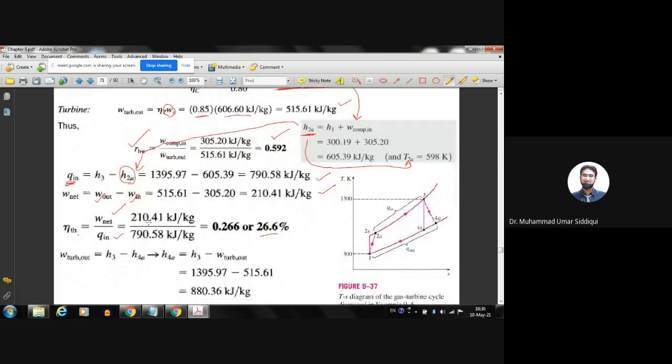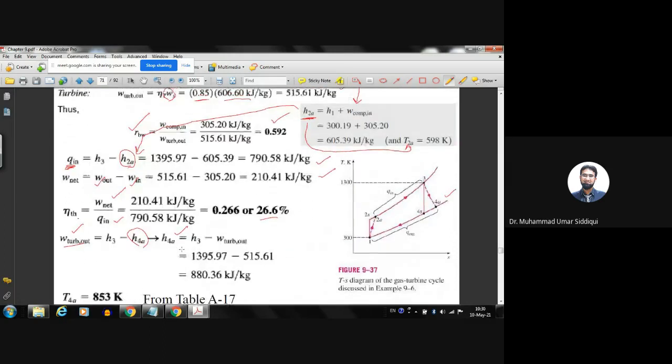Similarly, we can also determine the temperature at the exit of the turbine in the same way, because we know the work output of the turbine. So it is H3 minus H4. Now we know the actual work output, so we can determine H4A. Once we determine H4A, we can go back into table A17 and, corresponding to H4A, determine the temperature at the exit of the turbine.